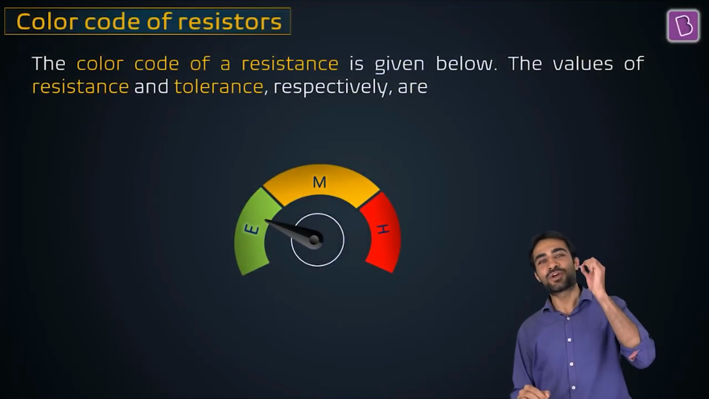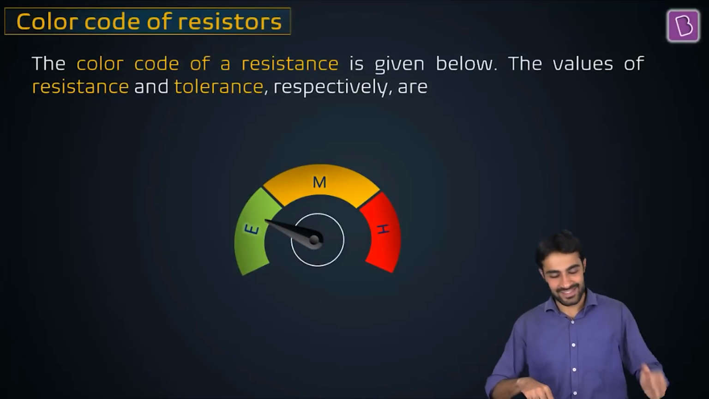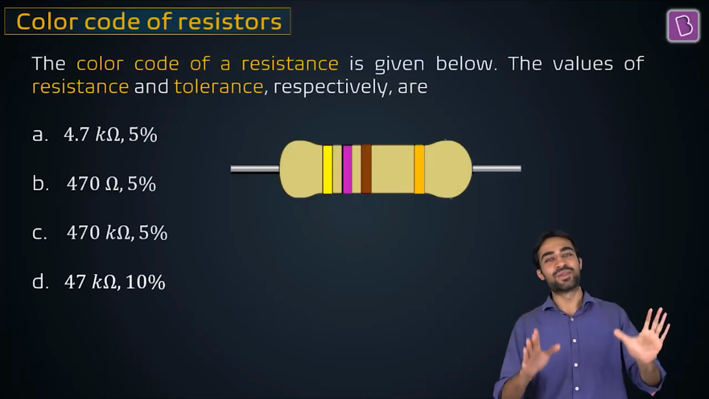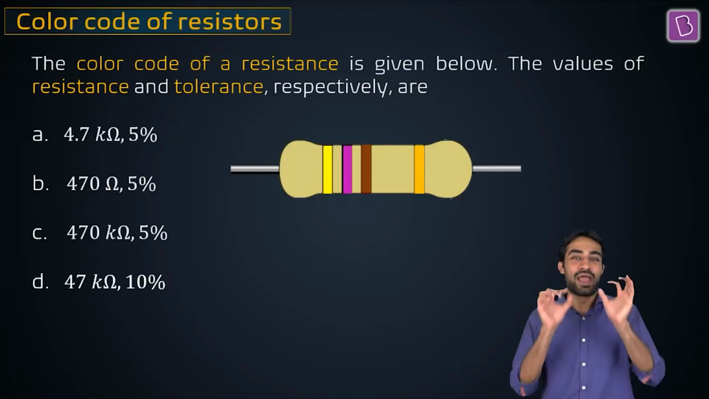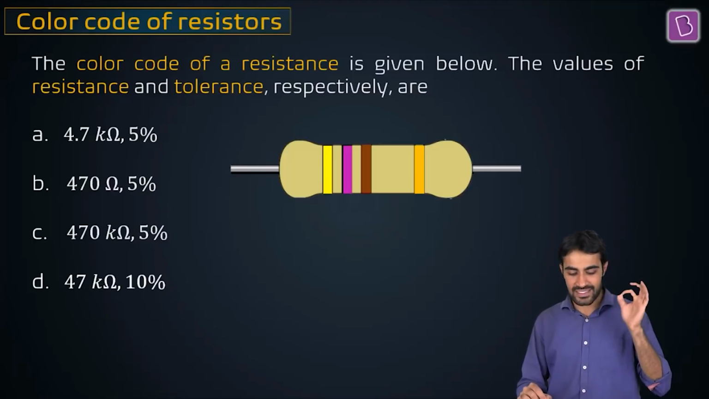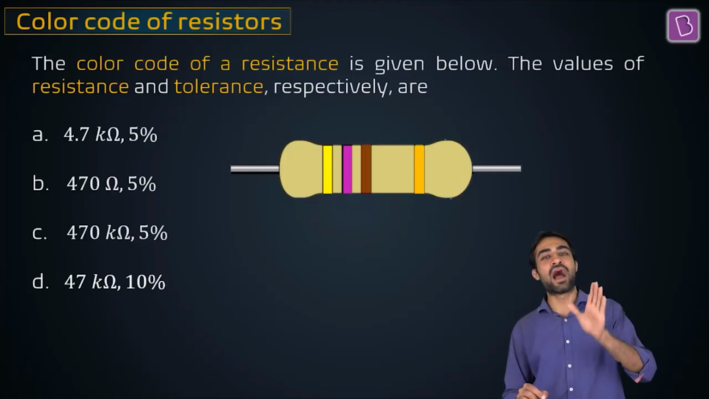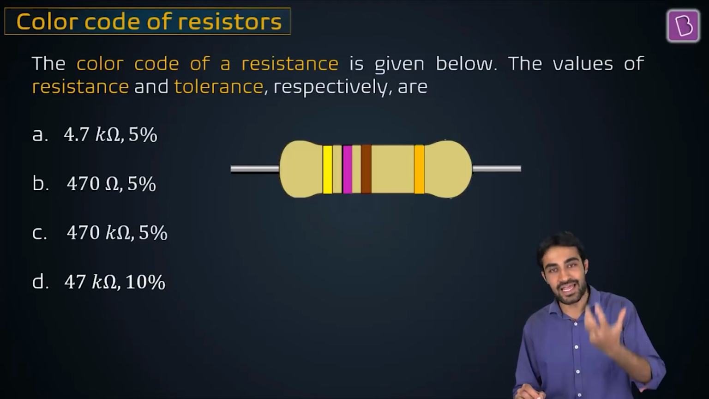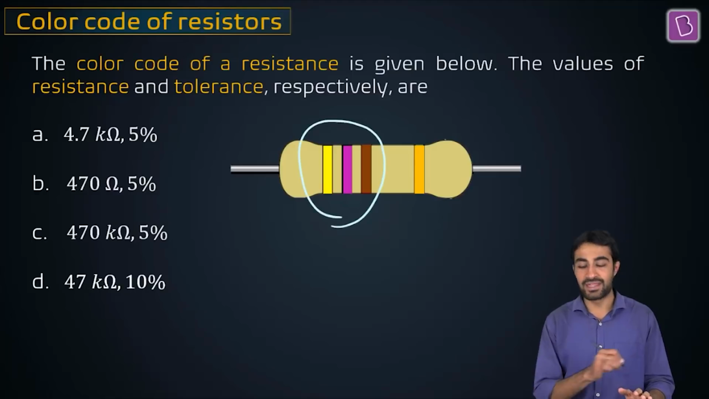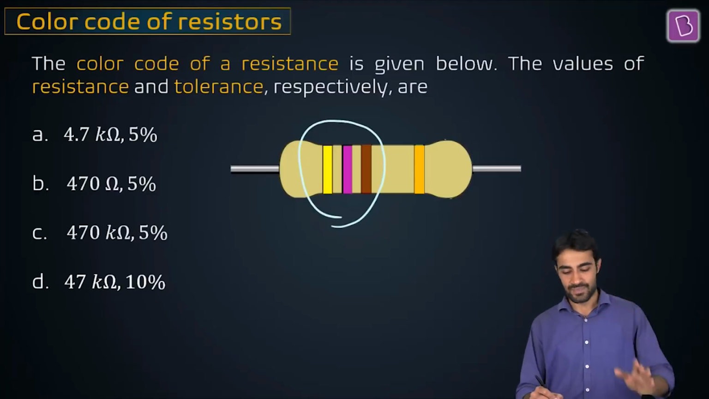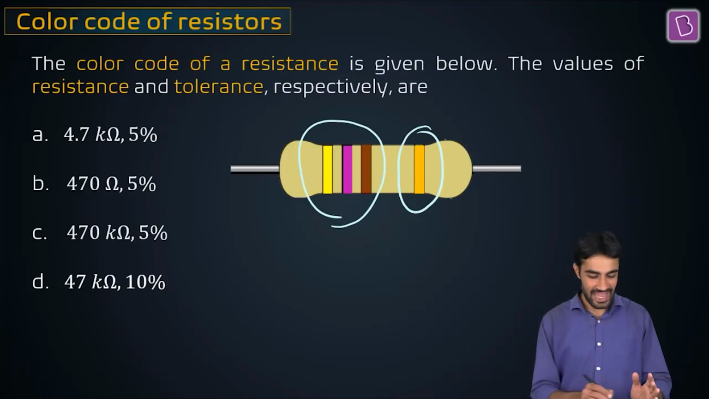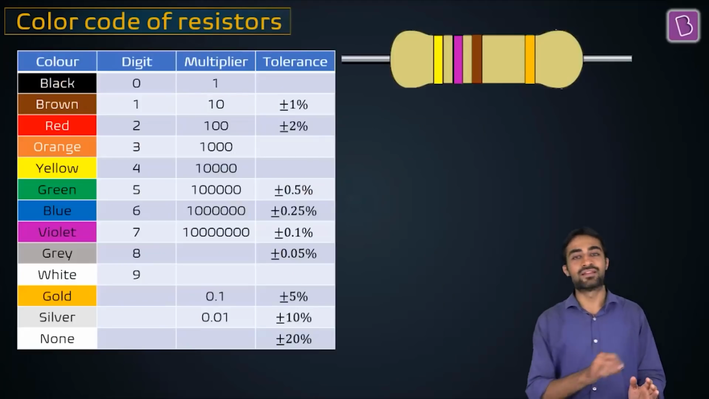Here is a nice question on finding the resistance. This is a very cute question. The color code of a resistance is given below. We can see this beautiful resistance with these beautiful little colors. The value of resistance and tolerance respectively are. So we have to tell what is the resistance and what is the tolerance. Now I will say these first three bands will give us the resistance and the last band will give us the tolerance. Okay. Now, let's see how we find the resistance.